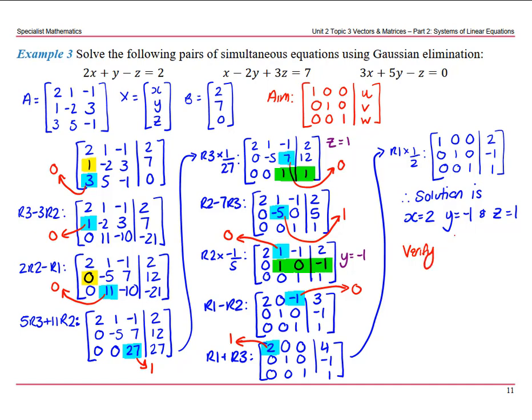And remember to verify your solution by substituting into your original equations. So I'm just going to do 1, you can do the rest. So if I've got 2x plus y minus z equals 2, my left-hand side is going to be 2 lots of 2, minus 1, minus 1. 4 take 1 is 2, which equals my right-hand side. And you just go through and check each equation.